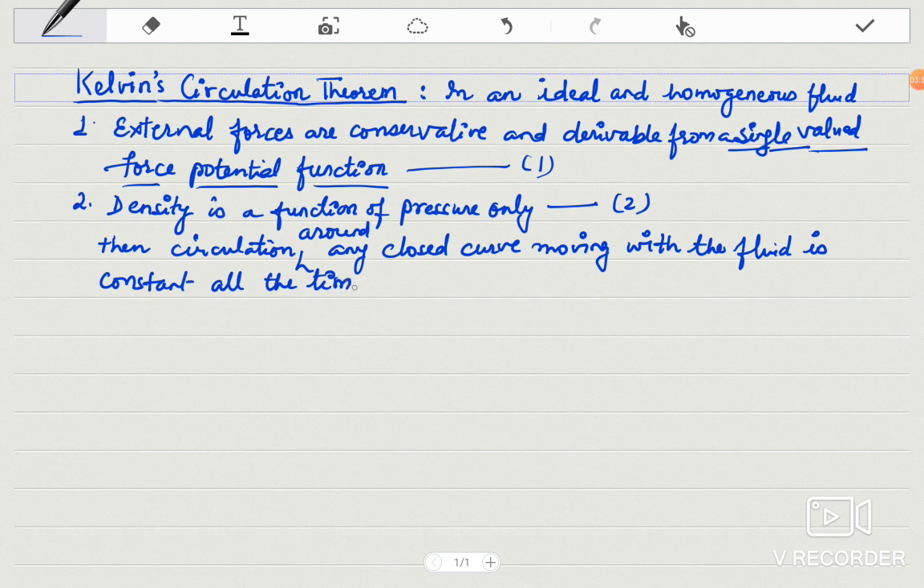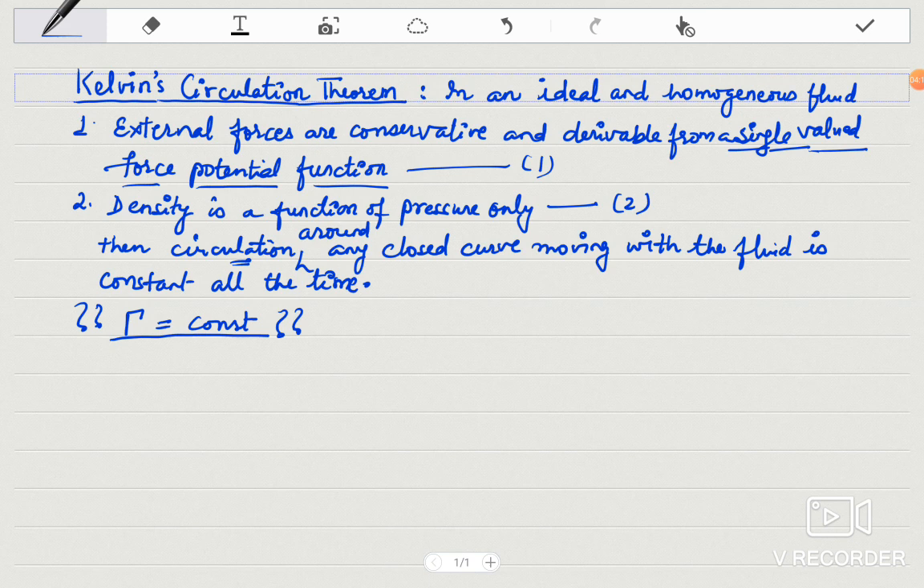As I told you earlier, this Kelvin's circulation theorem finds the nature of circulation under certain circumstances. So it says that if your fluid is ideal, if it is homogeneous, if density is a function of pressure only, that means it is a barotropic fluid, then if the external forces are conservative and derivable from a single valued force potential function, then Kelvin's circulation theorem says that circulation, that means gamma, is constant for all the time. This is what we want to prove.